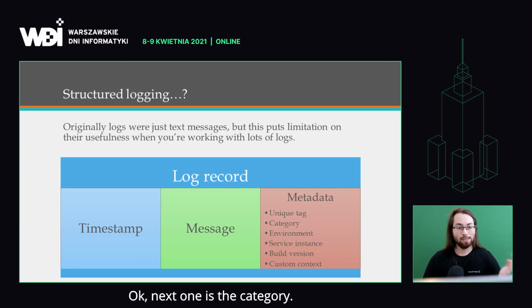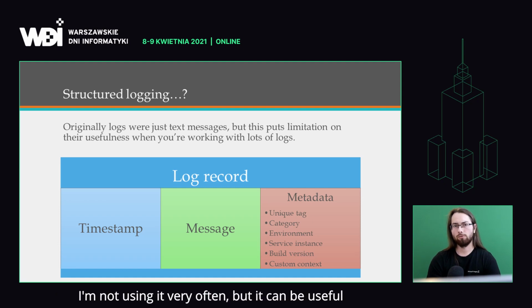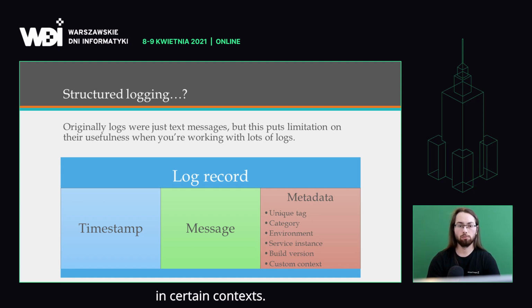Okay, next one is the category. This could be like a name of the module, like a class, etc. I'm not using it very often, but it can be useful in certain contexts. Okay, next is the environment. So you can say that, okay, these logs are in pre-production, production, etc. They may be in certain regions, like you're deploying to US, Europe, Asia, etc., to have your application more available in different regions or available more quickly.